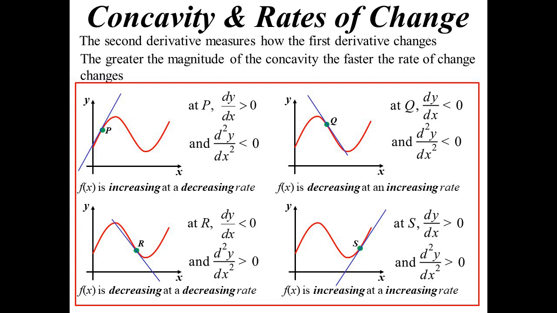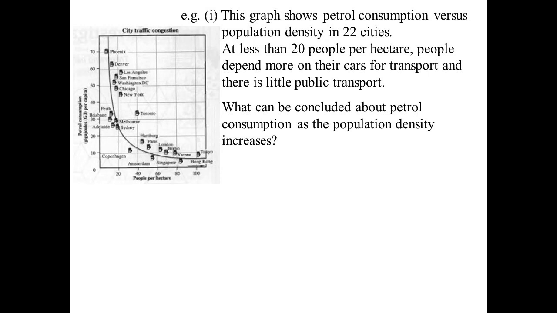So let's have a look at this little graph here. It's an unusual graph, but there you go. It's petrol consumption versus population density in 22 different cities around the world. So at less than 20 people per hectare, people depend more on their cars for transport. And there's going to be little public transport. So you're out of the CBD, maybe you've gone past the Blue Mountains, that sort of area.